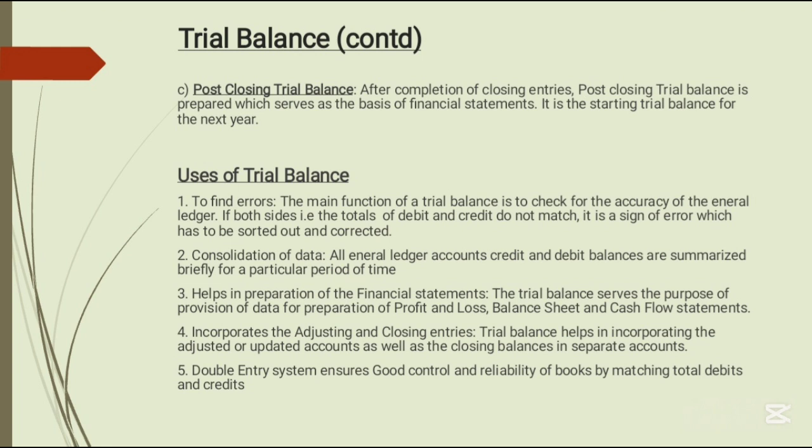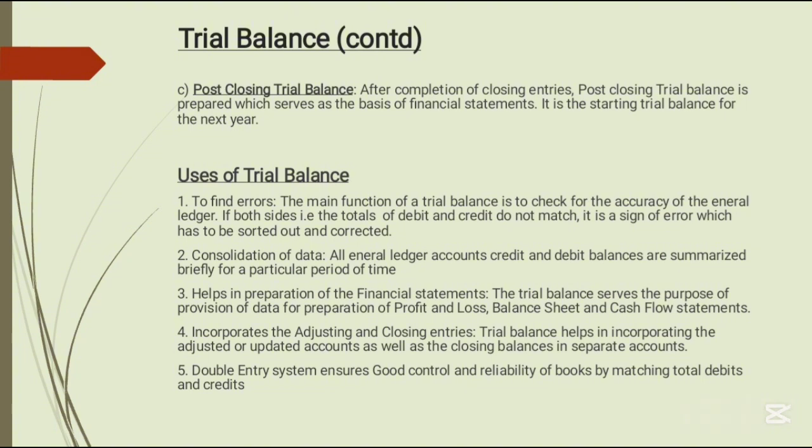Uses of trial balance. 1. To find errors. The main function of a trial balance is to check for the accuracy of the internal ledger. If both sides, i.e. the totals of debit and credit, do not match, it is a sign of error which has to be sorted out and corrected.